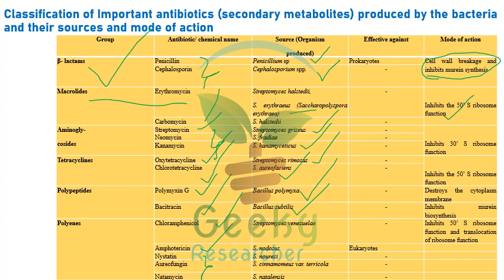So what we can expect here is maybe the group, for example penicillin comes under a certain group, something like that we may expect. And we may also expect the source of origin of the antibiotic or something like that. The mode of action is also very important, but it's a little bit rare to ask the mode of action of antibiotics. But when it comes to fungicides, in most cases they will definitely ask the mode of action of fungicides. So when it comes to these antibiotics, we may expect the source as well as their group.